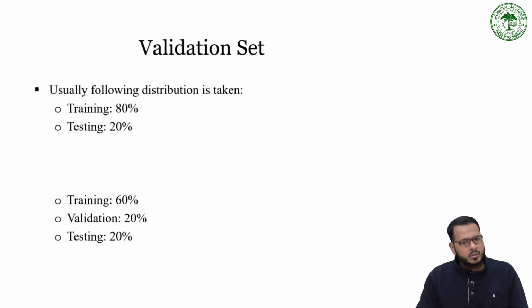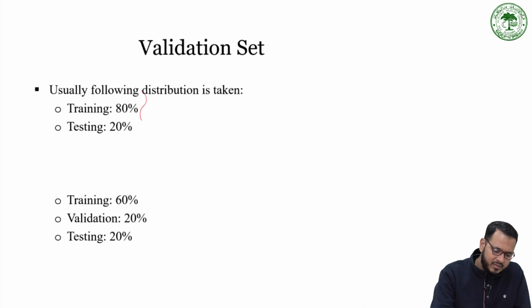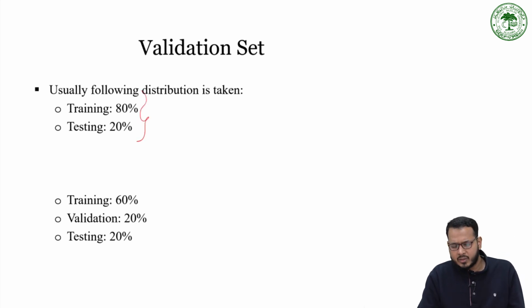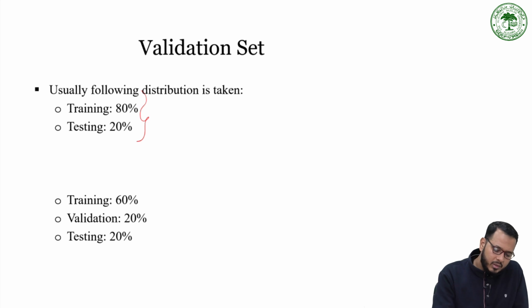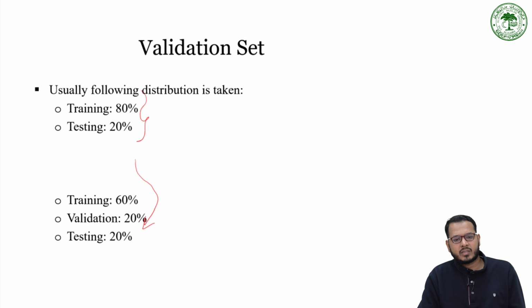So when we do not use a validation set, then often the distribution between training and testing is 80% and 20%. Sometimes we will also find 90% for training and 10% for testing. But when we use a validation data set also, very commonly we divide our overall data set into three categories: 60% for training usually, 20% for validation, and 20% for testing. Sometimes we will also find a distribution like 70%, 15% for validation, and 15% for testing.